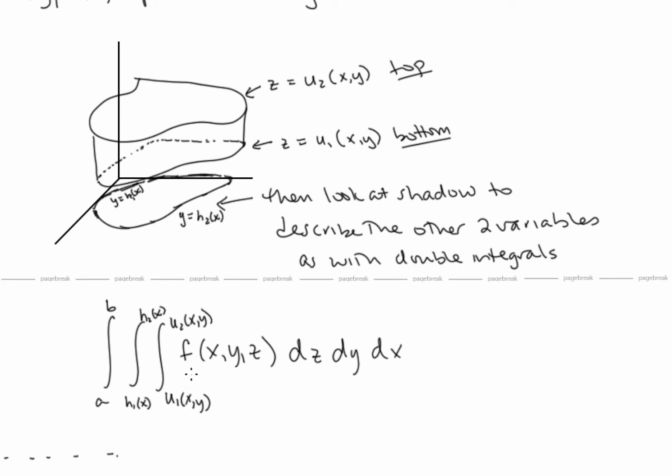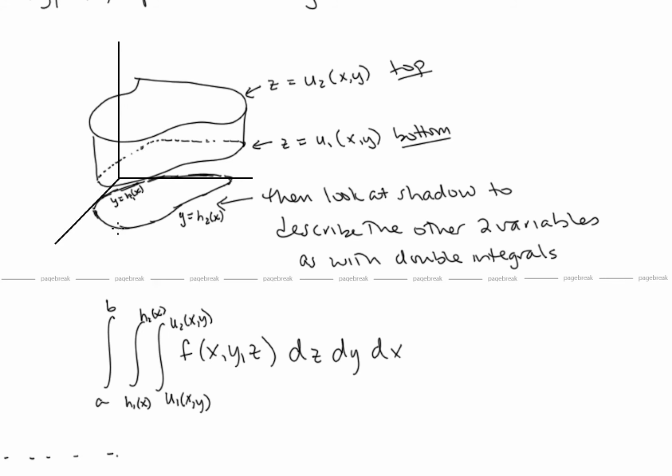So our iterated integral looks like the integral of f of x, y, z. Here we're integrating on z first because we're recognizing z as a function of x and y for top and bottom of the solid. So we've got z going from u1 of x, y to u2 of x, y. And once we've taken care of z, we look at the shadow from this solid down in the xy plane, and we want to describe that region the same way we would for a double integral.